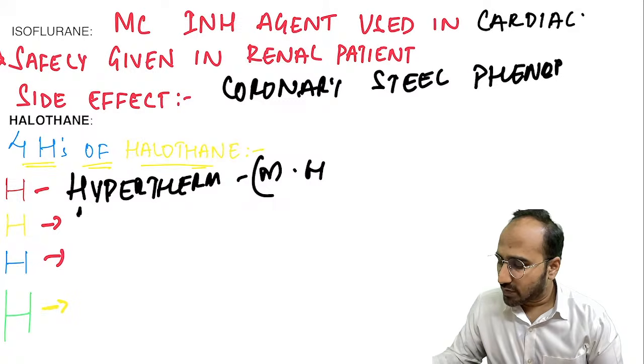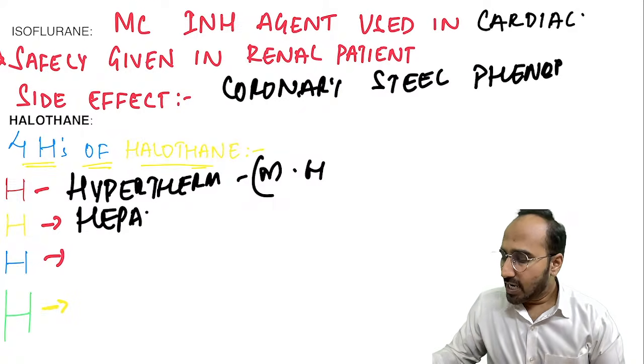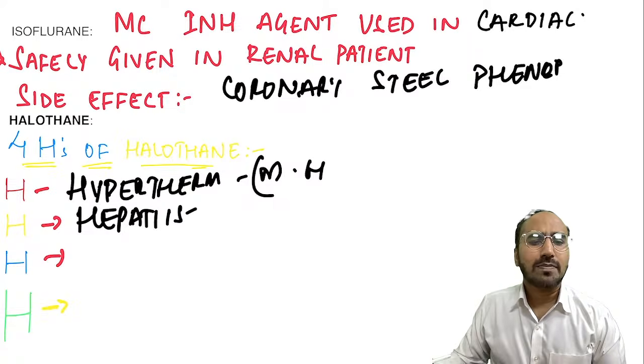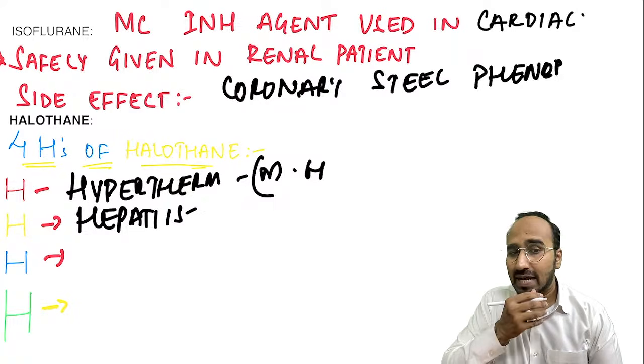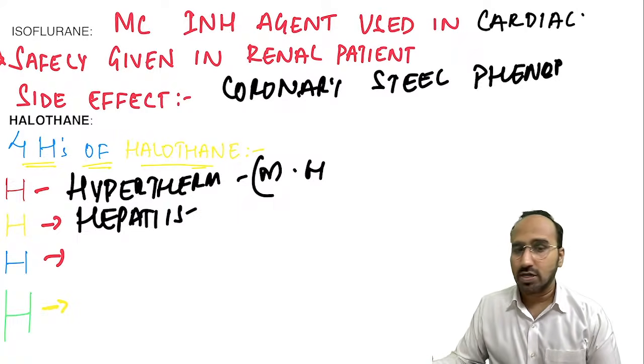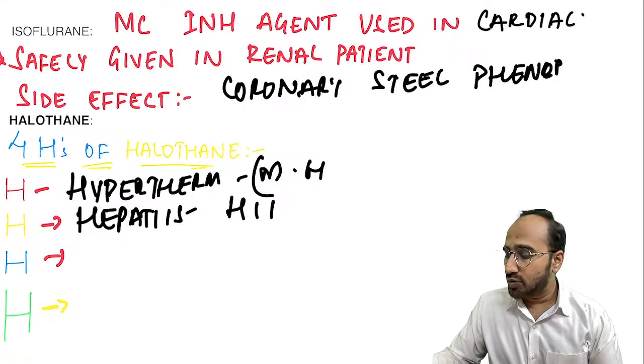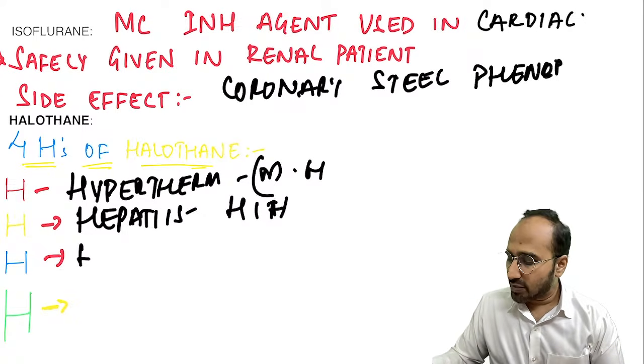Next head of halothane is what, guys? Hepatitis. If you repeatedly give halothane to a patient for repeated surgeries, it will cause immune related damage to the liver that can cause hepatitis. Halothane induced hepatitis can occur.